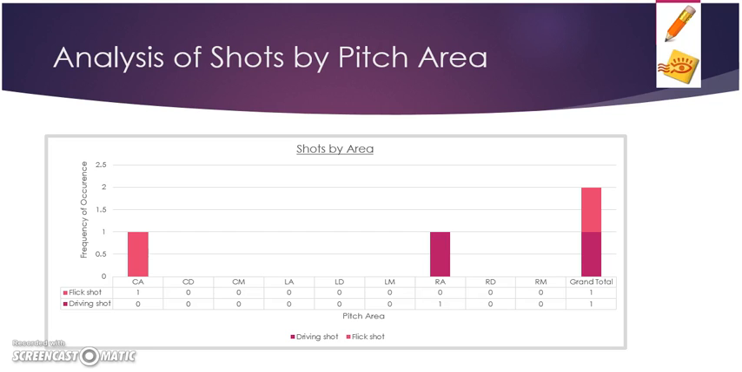This first one's quite bare, shots made by area. We can see there were only 2 shots in total made during the game, one in the centre attack area and one in the right attacking area. Neither were successful, but we have 1 flick shot and 1 driving shot.